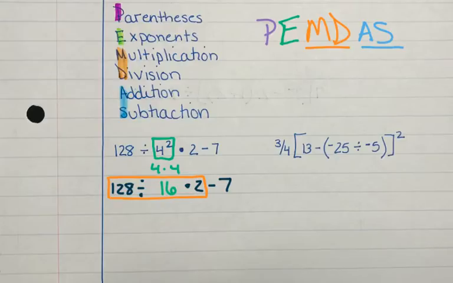So I'm going to actually divide 128 by 16 first. Got to do that first. So 128 divided by 16. You can type that in your calculator, but you're going to get 8. And then we're going to multiply that by 2. So 8 times 2 is 16. Now I'm going to bring down that minus 7. So I can finish this up by subtracting 16 minus 7, and I'm going to get 9.